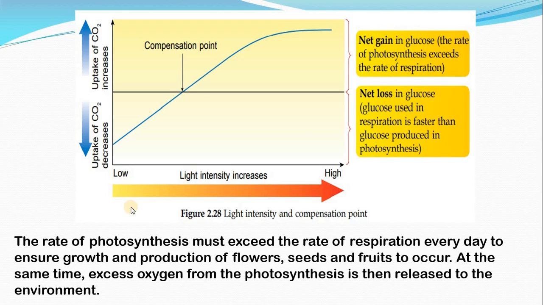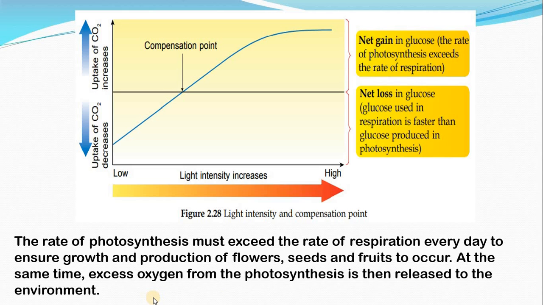The rate of photosynthesis must exceed the rate of respiration every day. Why? There's a reason: to ensure growth and production of flowers, seeds, and fruits to occur. At the same time, excess oxygen from photosynthesis is then released to the environment.